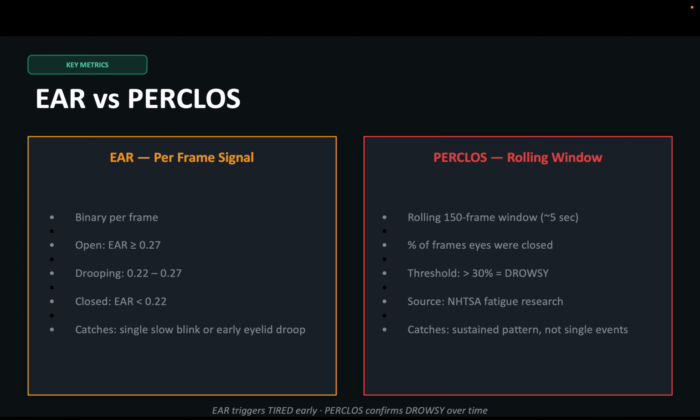Perclose is a time domain signal. It does not care about a single frame. It asks whether the driver has been closing their eyes too frequently over the past 5 seconds. A driver who keeps microsleeping will push perclose above 30%, even if each individual closure is brief. And then EAR triggers tired early. Perclose confirms drowsy over time. Together they cover both the immediate and sustained dimensions of drowsiness.